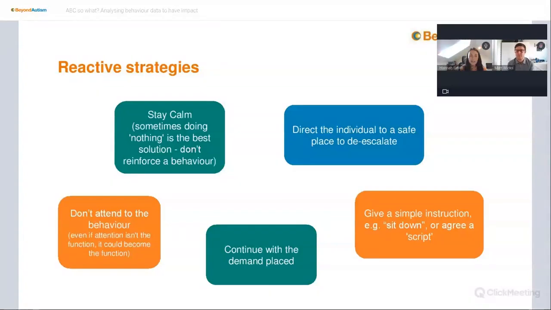Continue with the demand that's placed if that's appropriate, just thinking about the level of the behaviour. We don't want to be continuing that and escalating it, but if it's safe to do so, then do that. And try not to, as I was saying, attend to the behaviour too much. Even if attention isn't the function, it could then become the function.